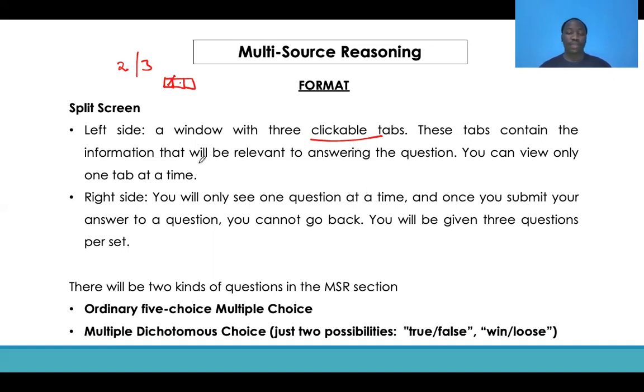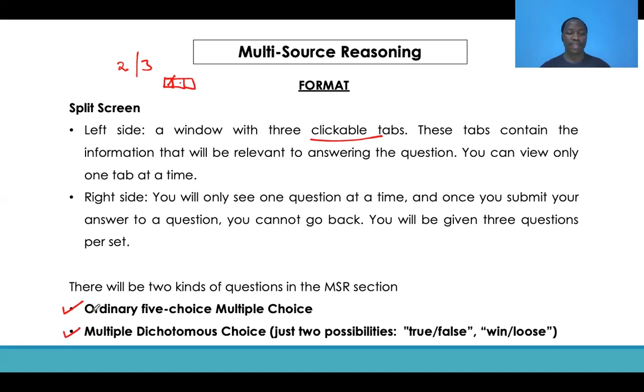And there are 2 types of questions. One of the types is the ordinary 5-choice multiple choice question. That is the same format as quant and verbal questions. You'll have a question, then you'll have 5 choices to accompany that question.